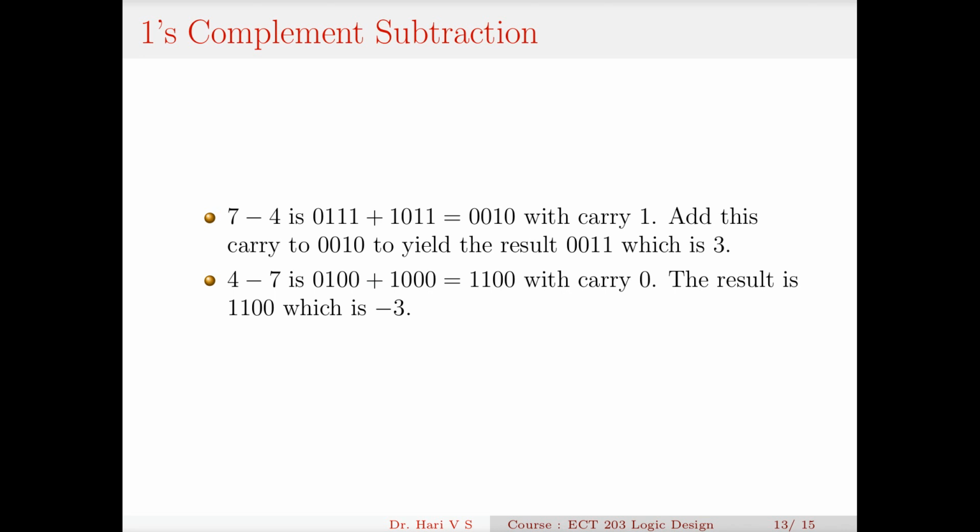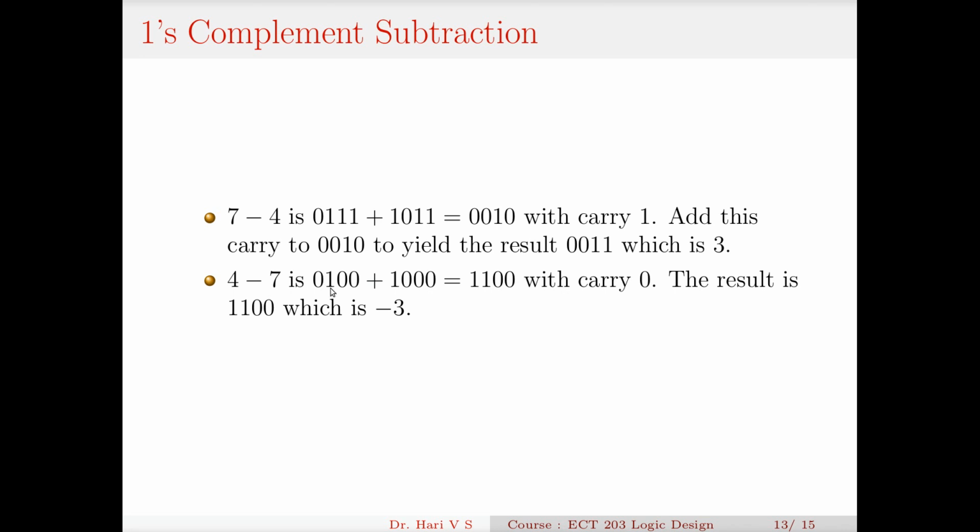Now if you look at the 1's complement subtraction, what I told you already, I will say this once again. 7 minus 4: 7 is positive, so it is 0111, because the sign bit is 0 and this is positive, so it is 111. Then plus 4 in 1's complement form: the first bit is a 1, then the remaining 100 should be complemented, so it becomes 011. Now when I add, I get 0010 with a carry 1, so this carry should be added with this, making it a 3. So the result is 3. This is a 0, so it is plus 3.